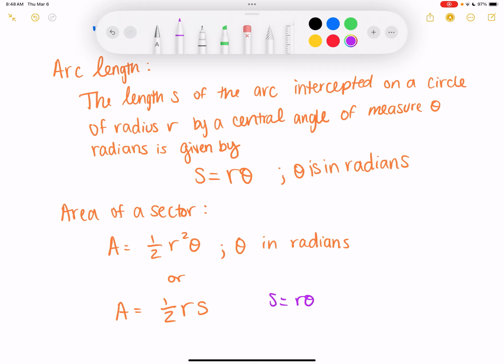If you just want to memorize one and not have to worry about multiple, then just memorize that one. If you're like, I want the one that's easier, then the bottom one. But if you do the bottom one, you have to find arc length first. Does that make sense? All right.